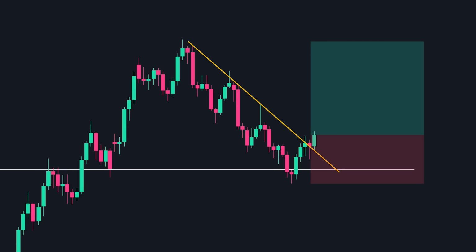Place your stop loss below the swing low, and set your first target at the swing high. This gives a clear signal that the short-term downtrend is over, and the price is ready to continue upward with the main bullish trend.